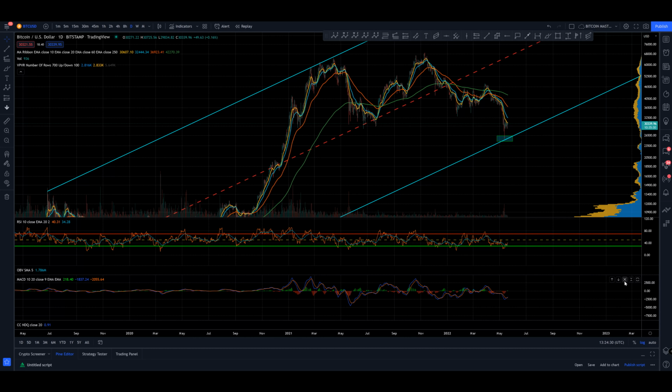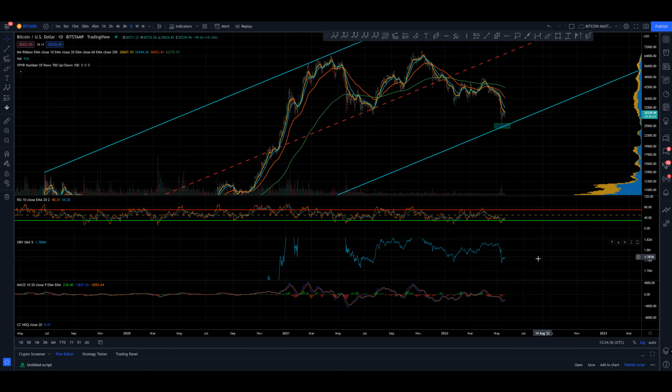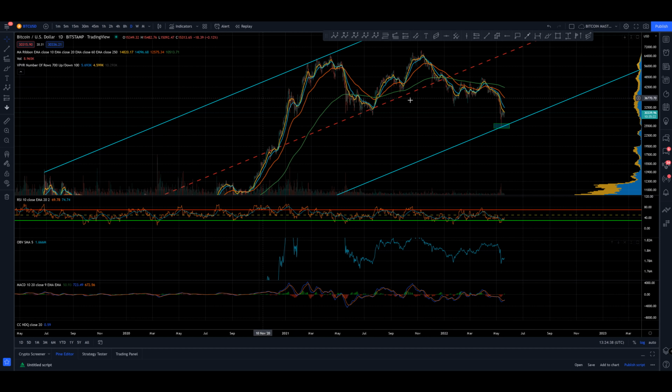And if we do bring up our on balance volume for the moment, we can see how here actually it's not supported at all. We have a low and a lower low, so on balance volume supporting lower lows here as opposed to providing bullish divergence. So no really strong sign that this was the bottom. Not yet.